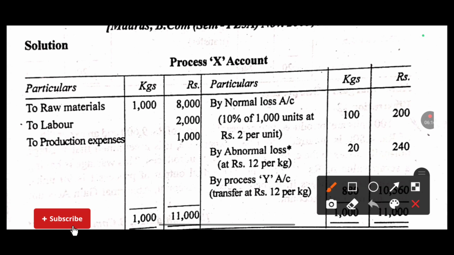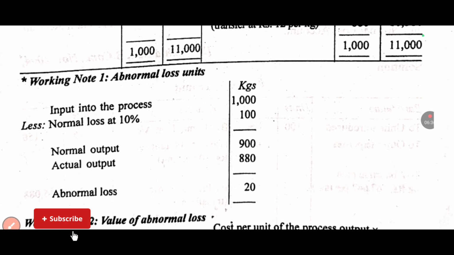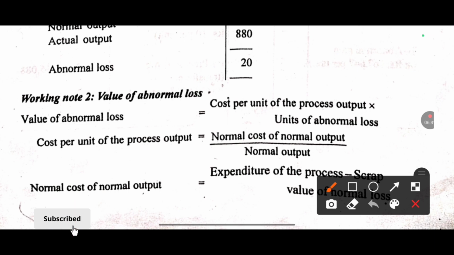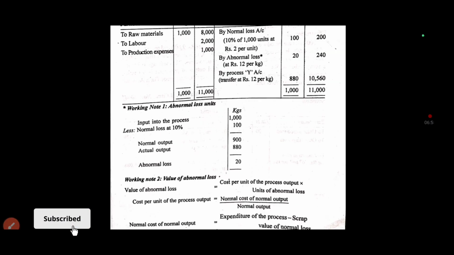Now we need to find out the abnormal loss value. What is the value of abnormal loss? We know the abnormal loss is 20 kgs. Now we need to find out the value of abnormal loss. Before we find it, we need to find out the cost per kg. We have a format to find out the cost per kilo. Before we prepare the value of abnormal loss, first we need to find out the cost per kg. What is that format?